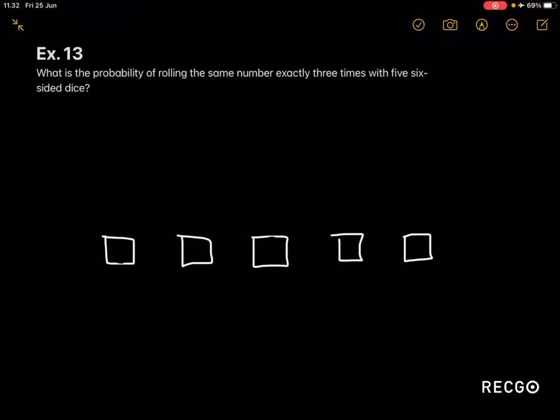Here is example 13 for probability. What is the probability of rolling the same number exactly 3 times with 5 6-sided dice? One may try to answer this problem with probability tree diagrams. However, that might be too complicated because there are many cases to cover and that might be a little bit messy. So here, I'm going to show you a demonstration using a setup.